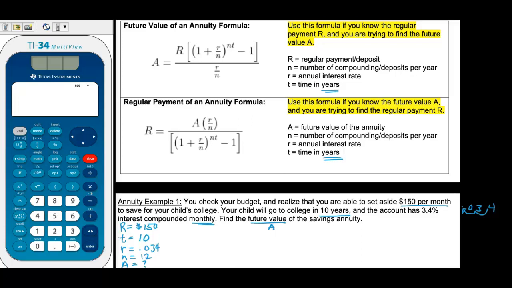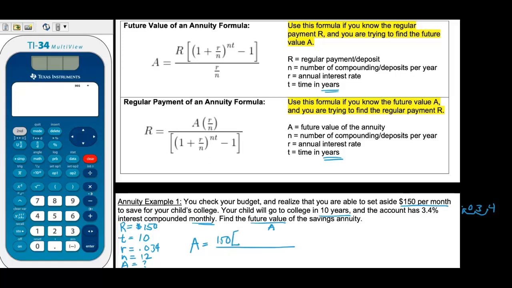So since I don't know the A value, I'm going to choose this first equation here. And so I'm going to write down the equation, and then plug in all of the values. Since this equation is already written, I'm not going to write it down right here, but I would suggest every time you do these problems to write down the equation with all those variables and then plug in the numbers. And so in the equation on the top, we have R, so that's my regular payment, so 150.